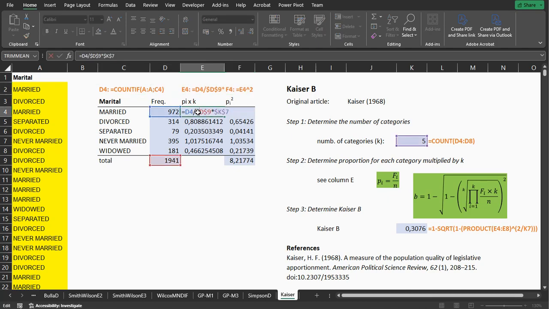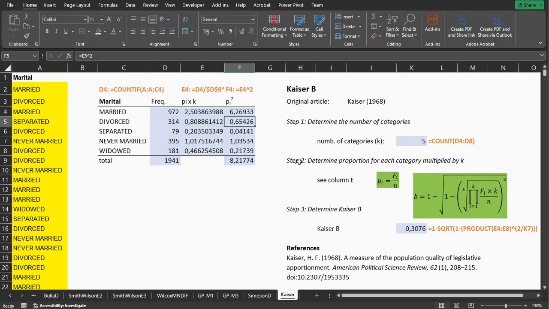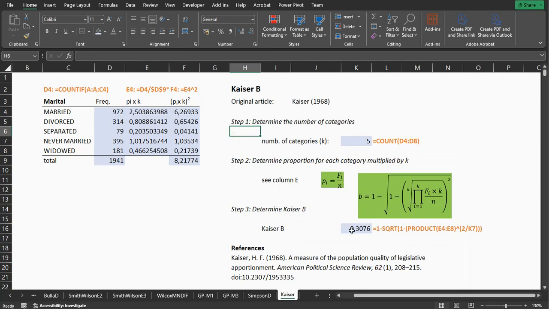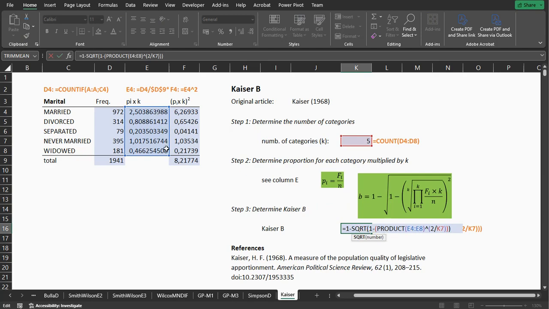It takes the proportions but multiplies it with the number of categories, and squares those results. Now, so actually this is pi times k, and this should not be in subscript, so let's undo that. Okay, alright, and then this scary looking formula, this big pi is actually the product function, so it's similar as sum, but it multiplies every time. And as you can see, what it does is we do that for each of these. We square those results and then divide them by n. So that takes care of this part.